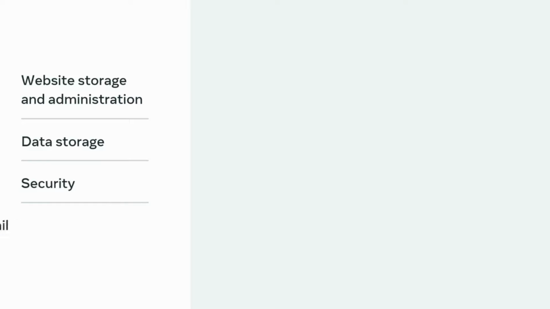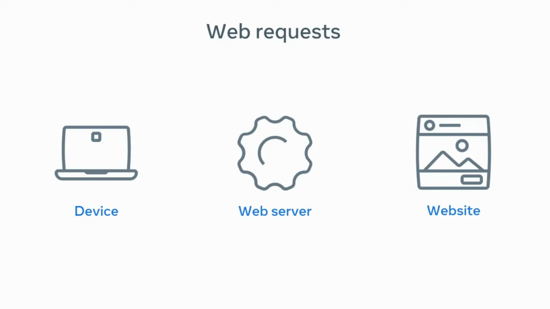The services a server can run can vary, but in this video, you will learn about a type of server software known as a web server. A web server has many functions, which includes website storage and administration, data storage, security, and managing email. Another primary function is to handle something known as a web request.